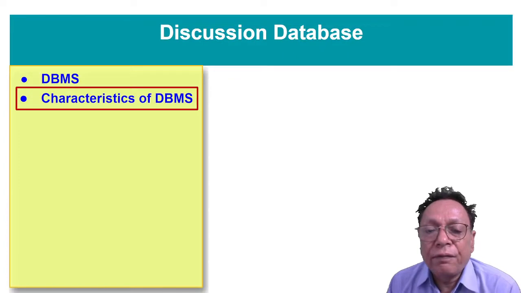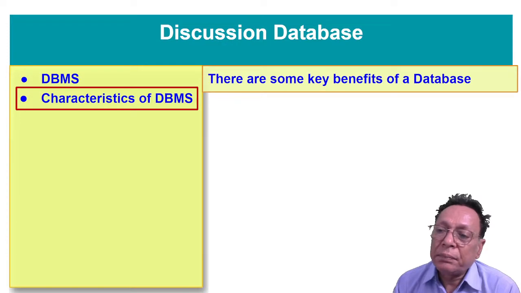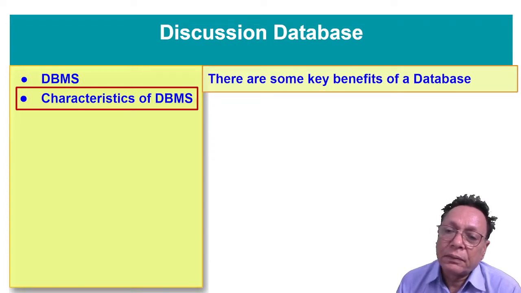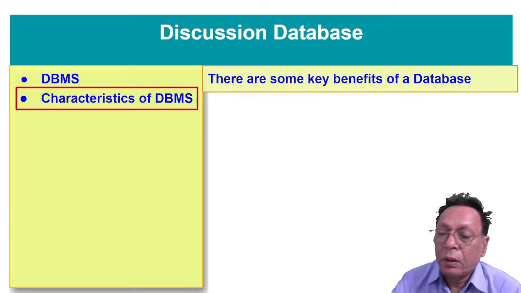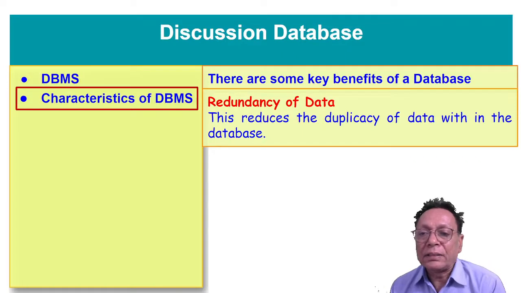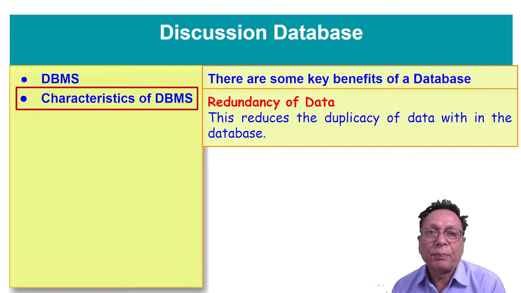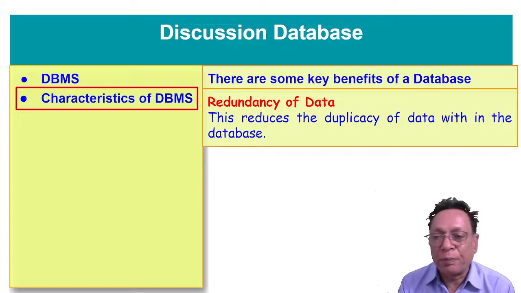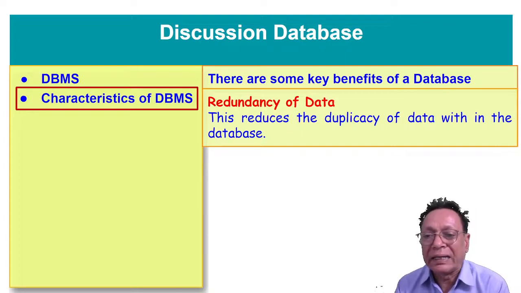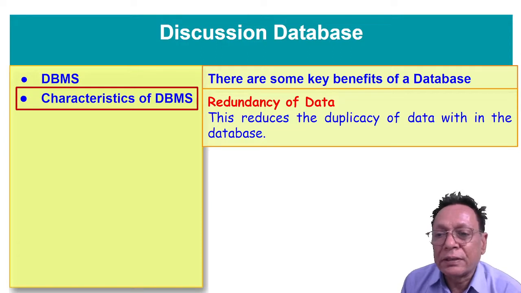So, characteristics of DBMS. There are some key benefits of a database, meaning DBMS. Number one, redundancy of data. This reduces the duplicacy of data within the database. If you make a key a primary key, this stops or prevents the duplication. It cannot let the database take duplicate data. So redundancy of data, this is the key feature.